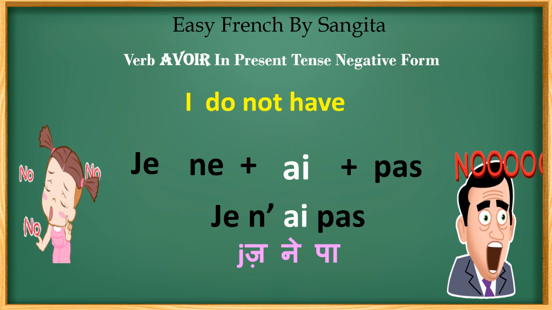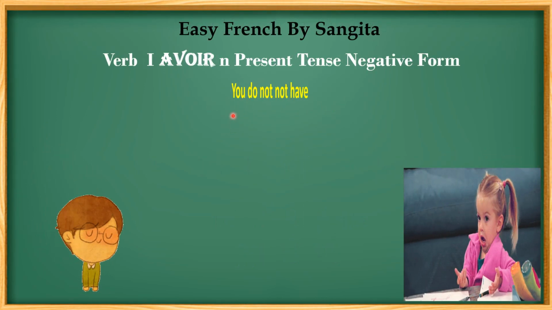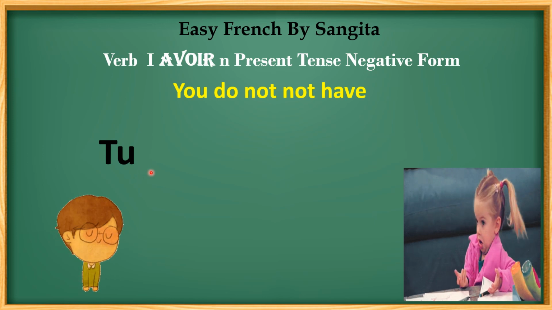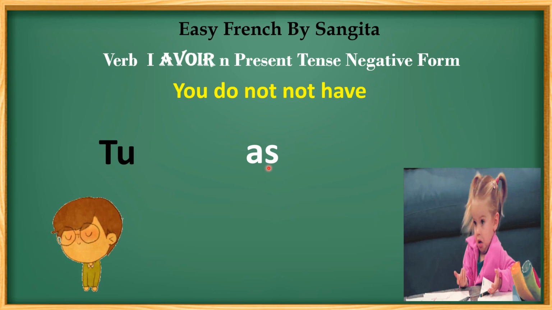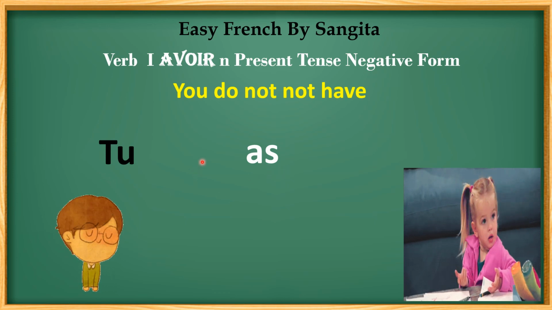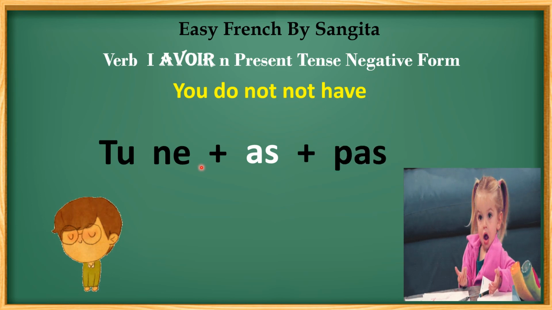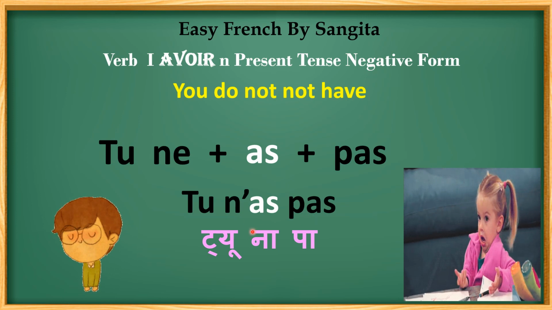Now next is the second person singular, tu form. So you do not have. Tu is informal, like tu in Hindi. So tu as, this is the conjugated verb. Tu as means you have. Now to make it negative, ne and pas on either side of the verb and it becomes tu n'as pas. Tu n'as pas, and it is used both for masculine and feminine.